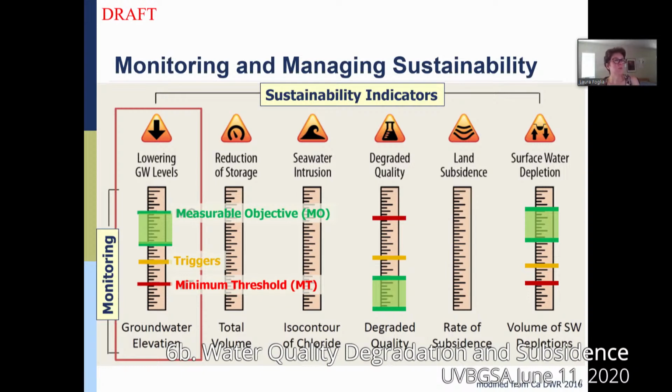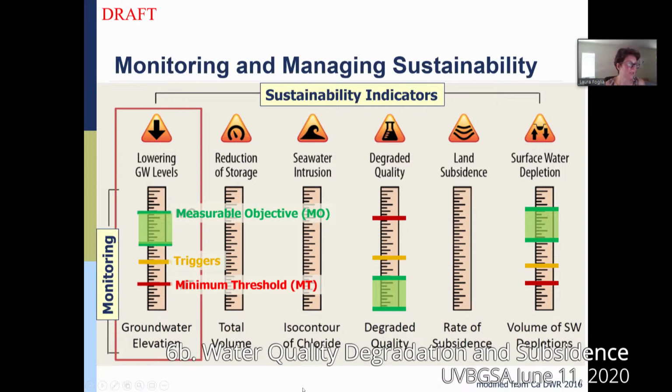So to do that, basically the department is really looking for numbers. So we have to come up with some kind of tangible, quantitative evaluation of these sustainable management criteria. And the sustainable management criteria are these thresholds, triggers, and measurable objectives that are in this plot as an example. And they need to be developed for each of the indicators.